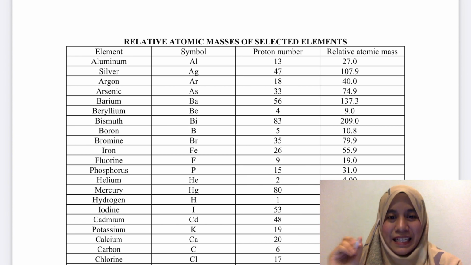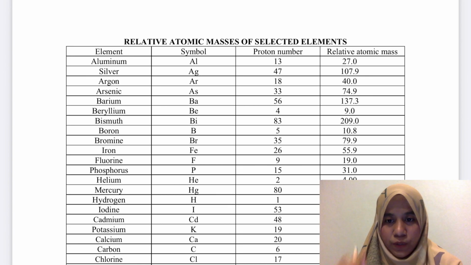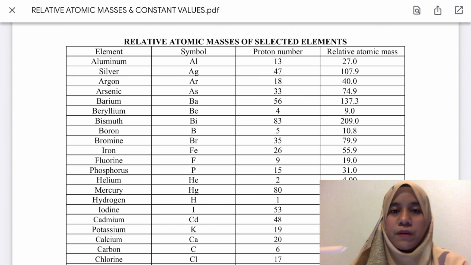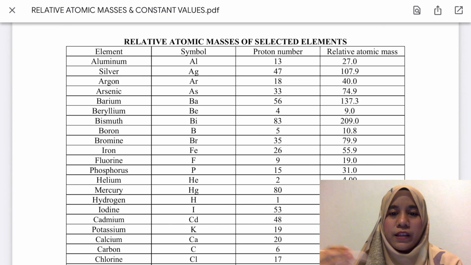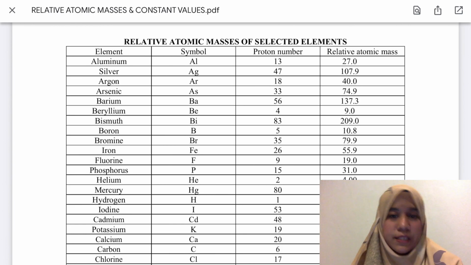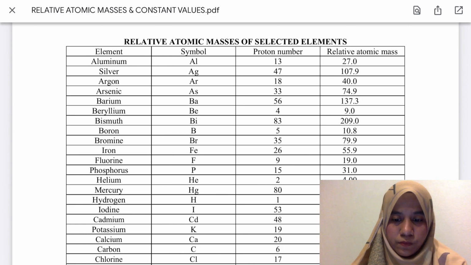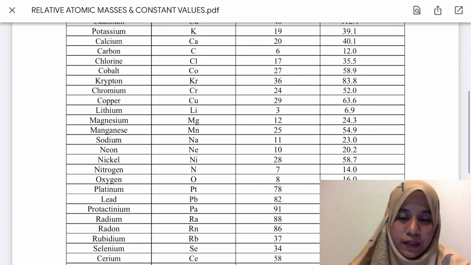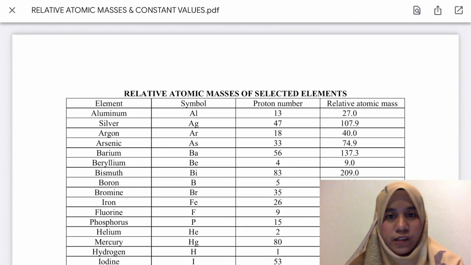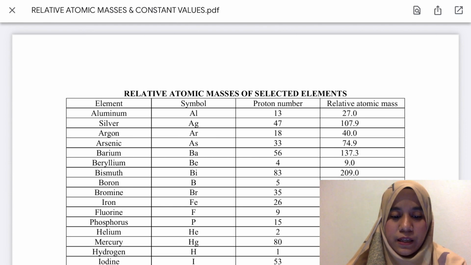Tapi, when we gonna do calculation, mostly kita akan tengok pada chapter 1 ni, kita akan tengok pada ni, relative atomic mass. Sebab, in the question itself, dia tidak akan bagi your relative atomic mass ataupun molar mass dia. Okay, so kat sini lah kamu boleh tengok. Tak perlu hafal pun. Okay. So yang ni this is very important lah. Chapter 1 ni, ada chapter 4, ada lagi next chapter kita akan tengok base kat sini.